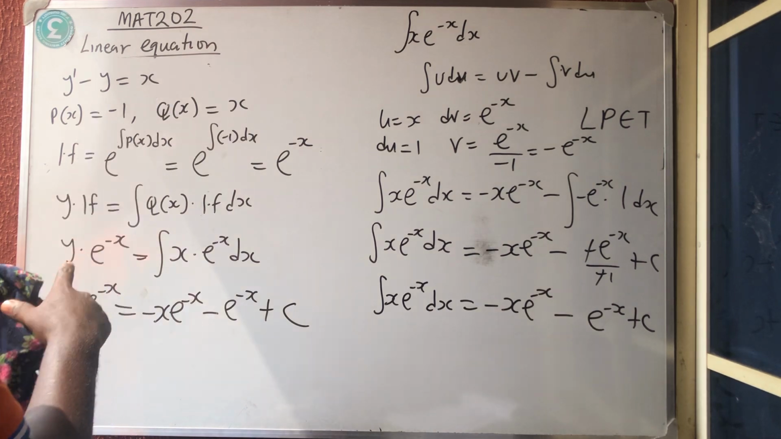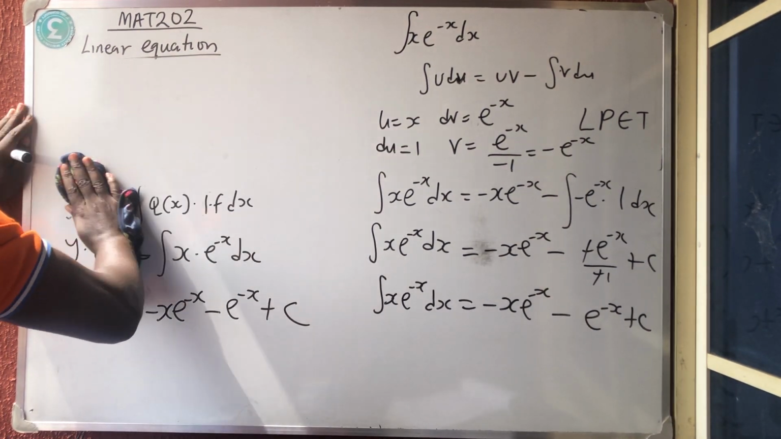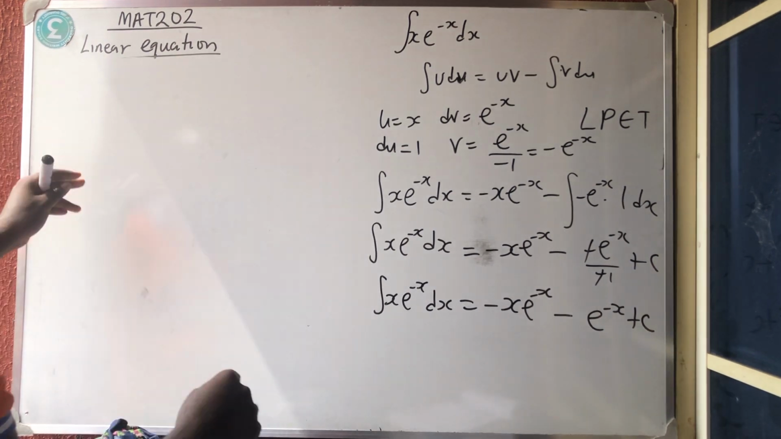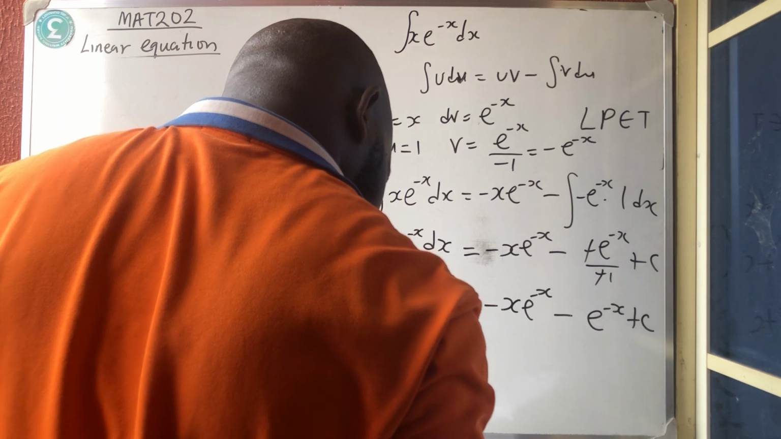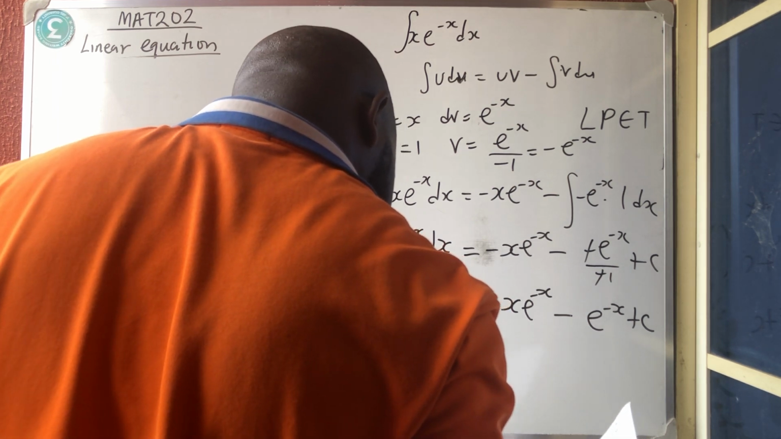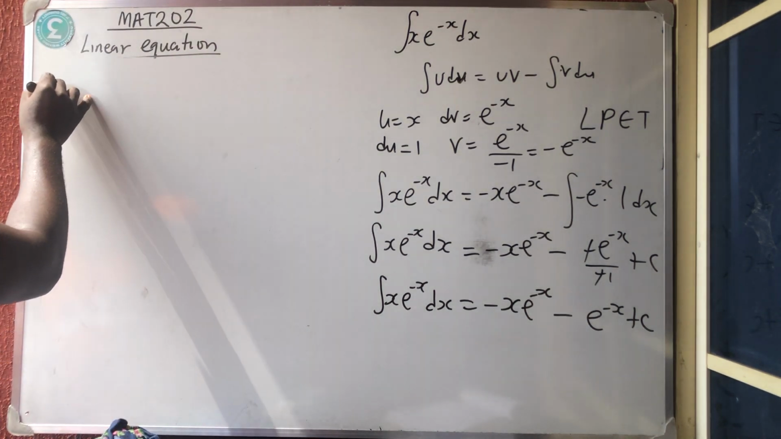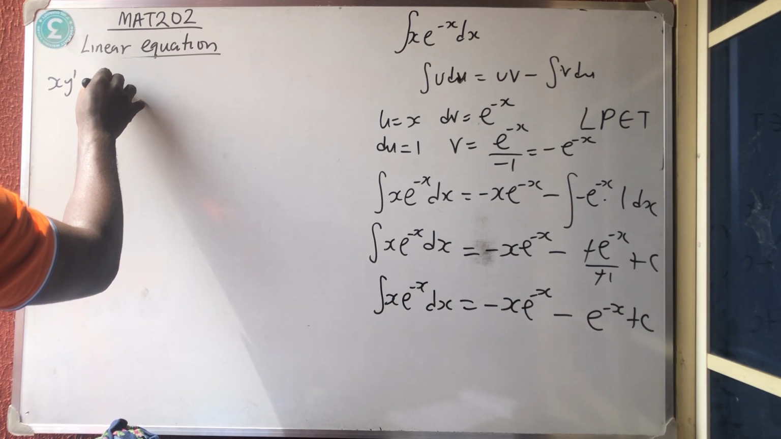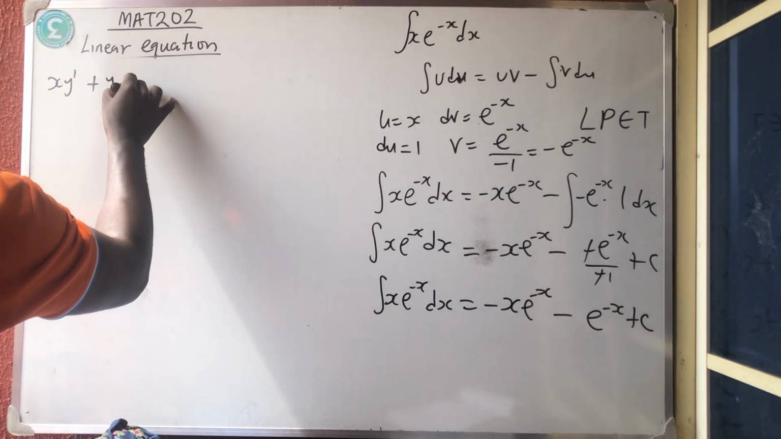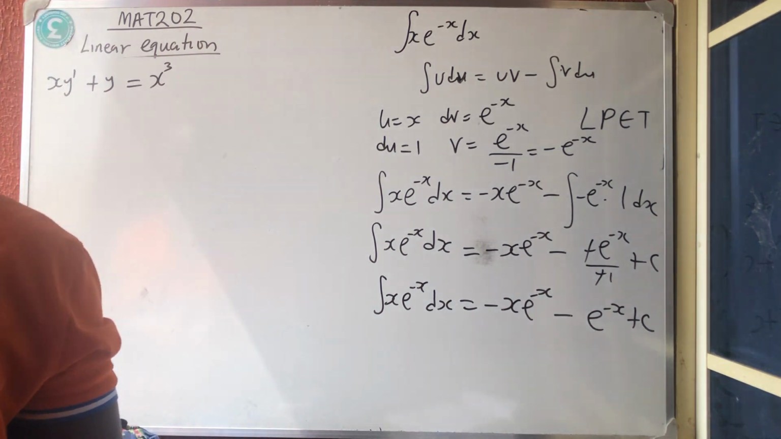If you don't remember how to do integration by parts, please go back to my video on integration to learn that. Okay, so number 2 says x y prime plus y is equal to x cubed. Let us do this, it's very, very simple.